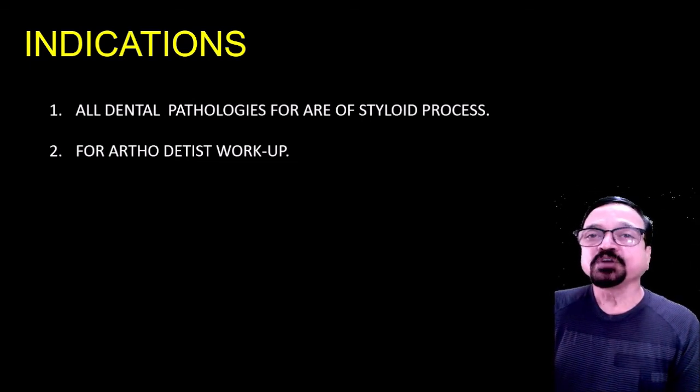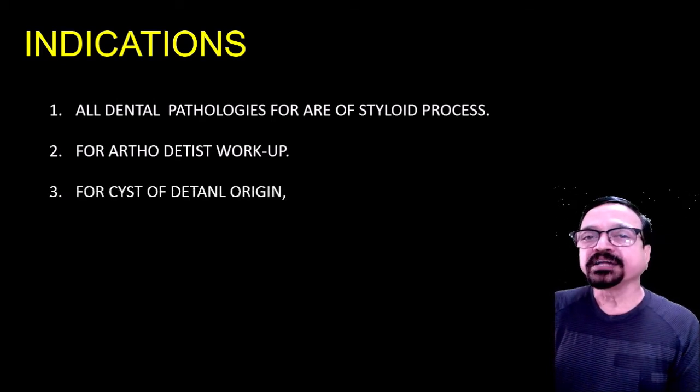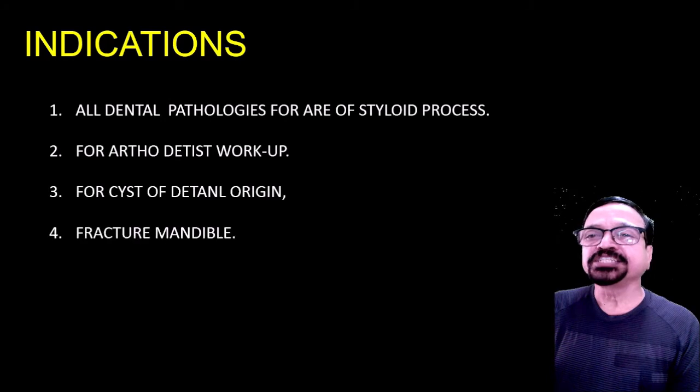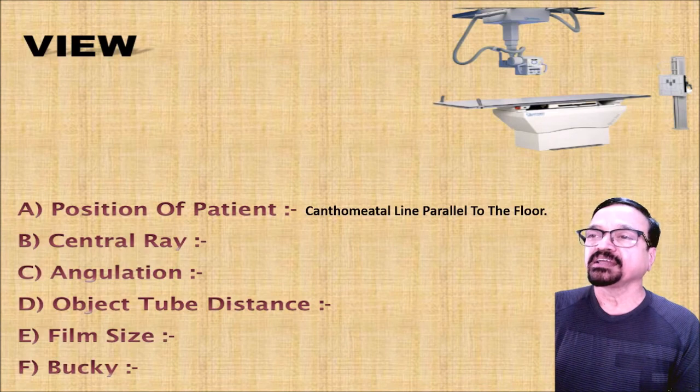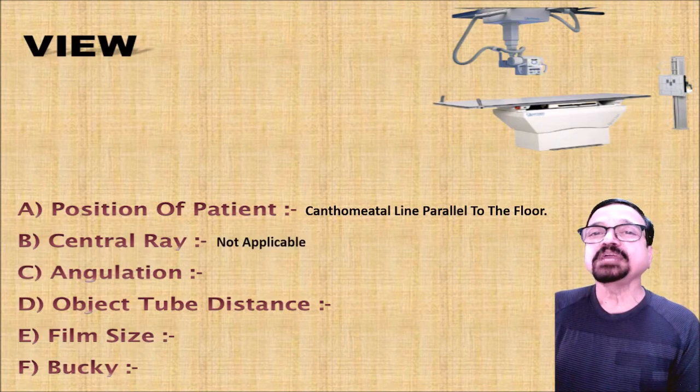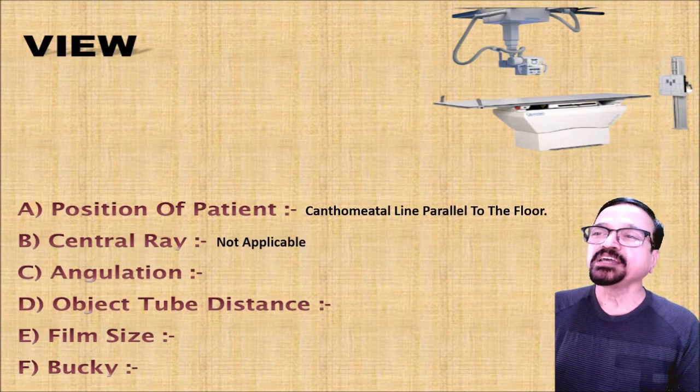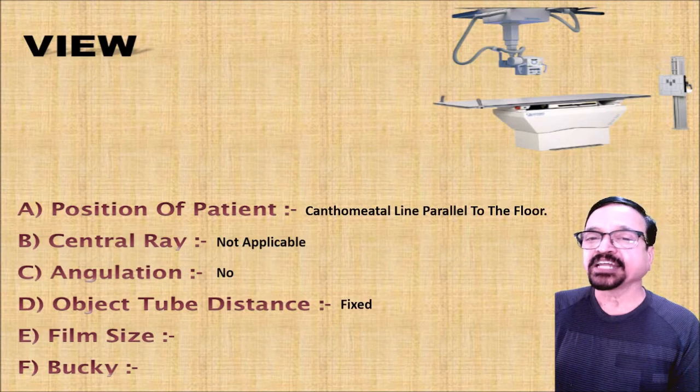So it is used for all the dental pathologies, then for the orthodontist workup, then for cysts of dental origin, then fractures of the mandible. So in short, for all the indications and pathologies of the mandible, the OPG is the first investigation of choice. Now here the only thing to position is the canthomeatal line. It should be parallel to the floor. Other lines are not needed.